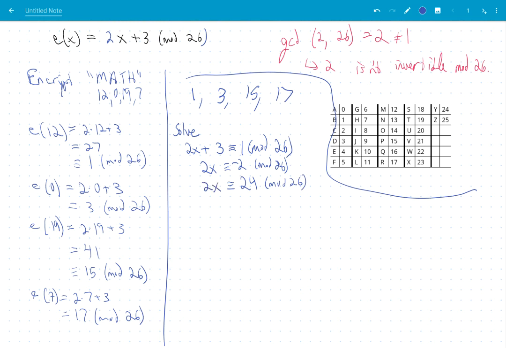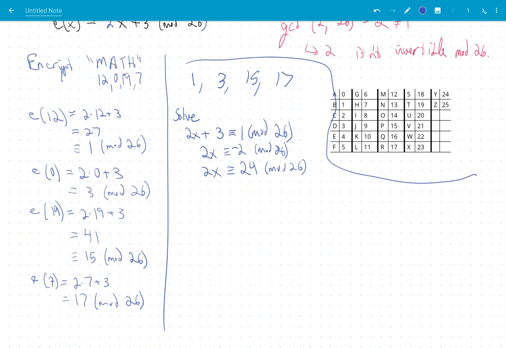So then 2 times what is 24? Well, I know that x being 12 solves this congruence, but so does x equals 25. Check this. 2 times 25 is 50, and that's going to be congruent to 24 mod 26. So check that work there. All right, what that tells me is that it was M, or it might have been Y.